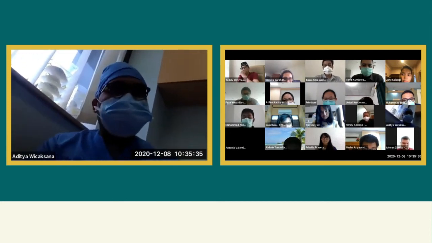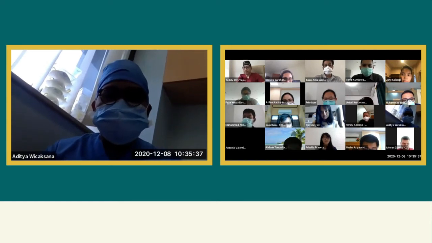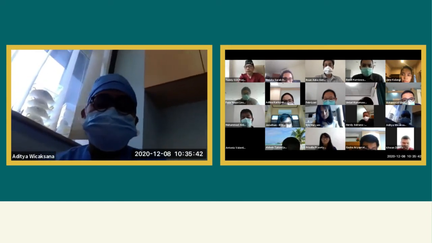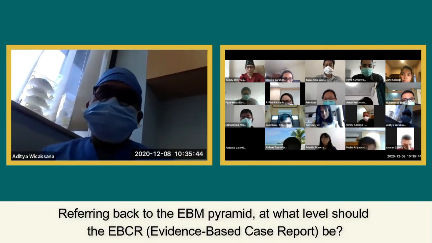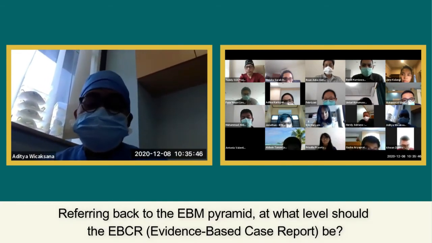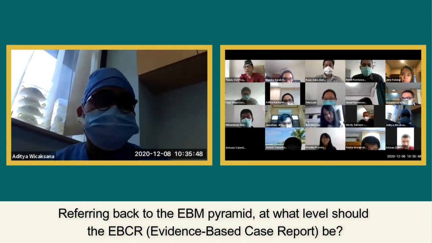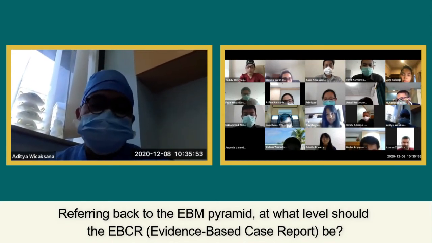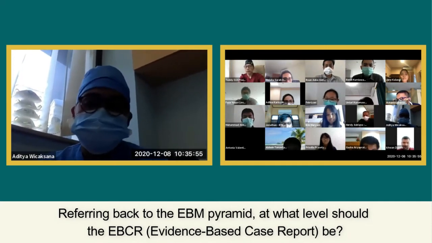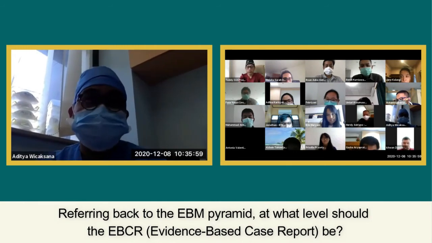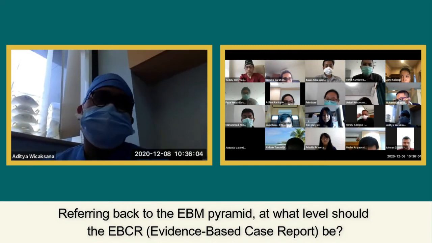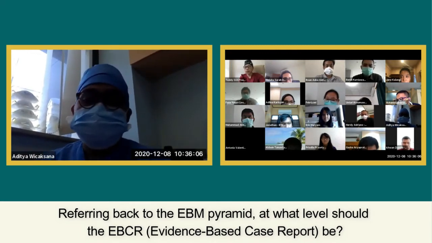So if we refer to the EBM's pyramid, where can we actually find the EBCR, or the evidence-based case report? Is it equal to a case report or a literature review or a narrative review, which is essentially reporting a case without certain guidelines, unlike the systematic review, or is it below or even equal to systematic review, since the EBCR uses systematic searching, selection, and appraisal techniques?